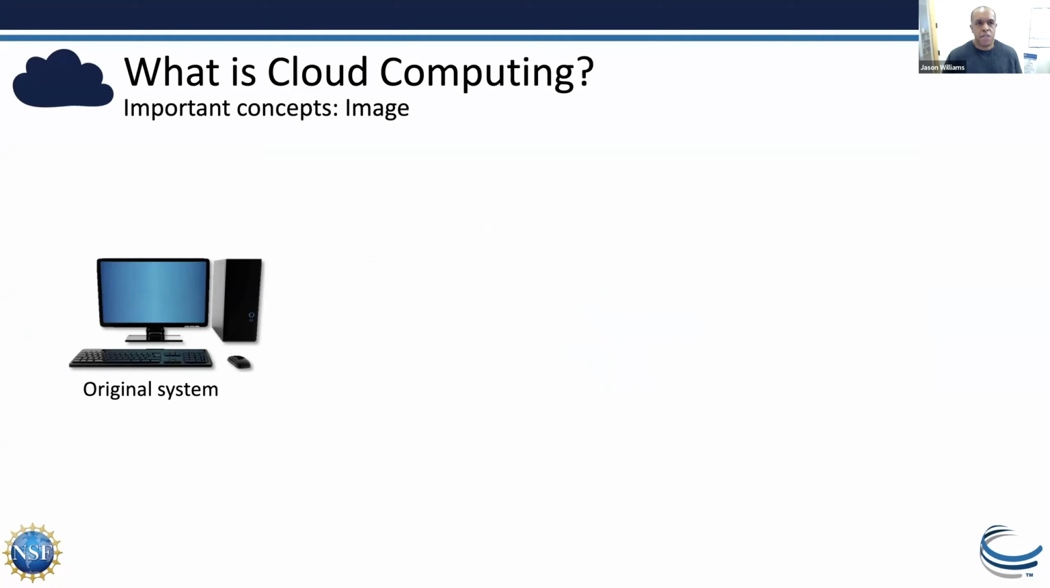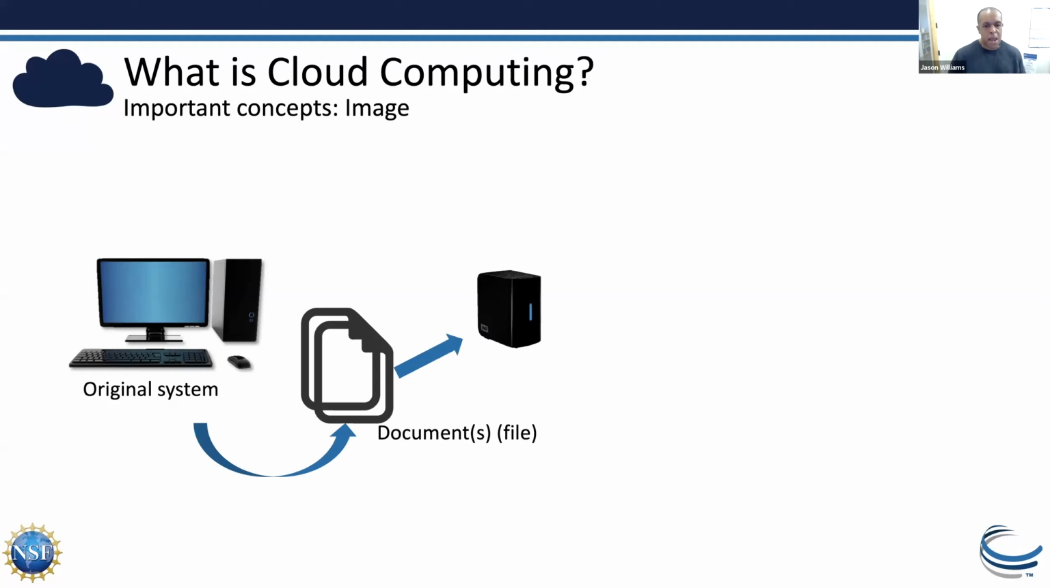Just two pieces of vocabulary that you need to know if you've not used cloud computing before. One is this concept called an image. So let's use an analogy to explain it. Imagine that you bought a new computer, and you need to transfer things from your original computer onto your new computer. Well, you could take your individual files and back them up onto a hard drive. And those documents and files would be just documents and files sitting on a hard drive.